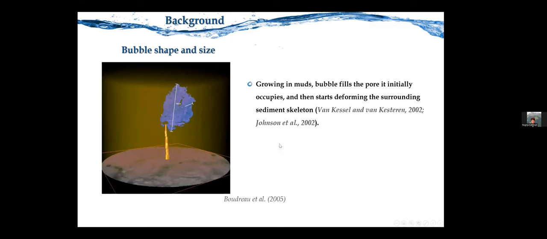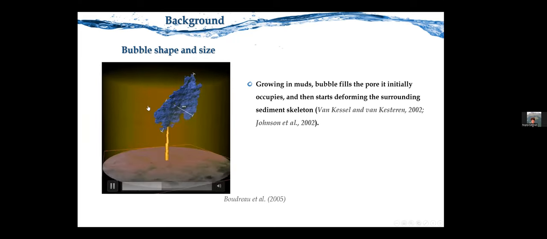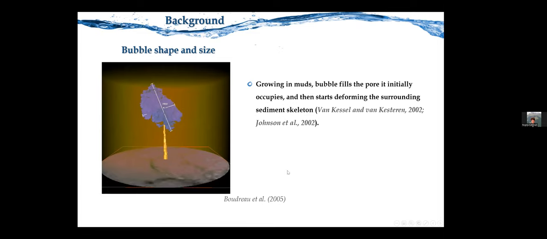Bubbles grow initially at the beginning of their growth. They first fill the pore space that they initially occupy, and then they start deforming the sediment skeleton. Here, for instance, you can see a mature big bubble with a plane size of about 5 centimeters by 7 centimeters. And with approximately this dimension, this bubble can migrate in muds towards the sediment-water interface.